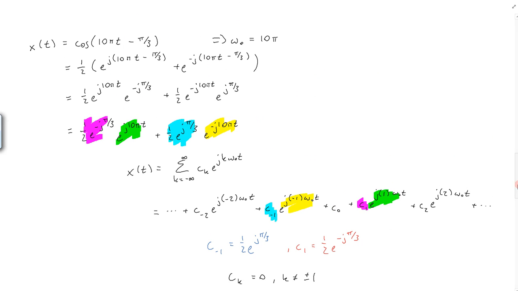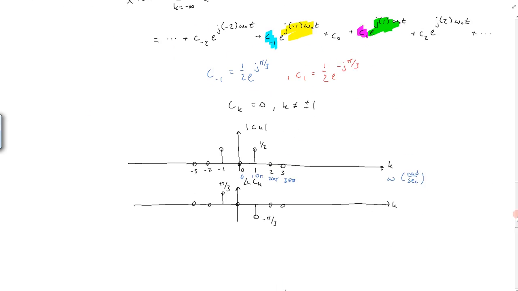Now, this is of course easy to see because our original signal was just this cosine, so of course it's made up of only this one sinusoid at that frequency and that phase offset.